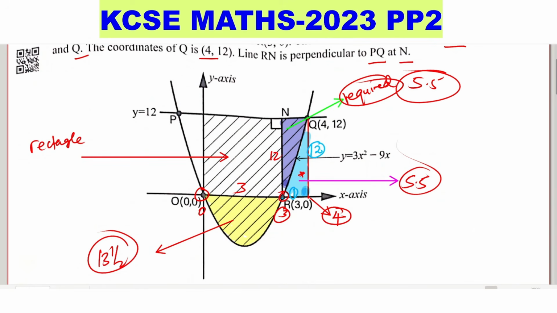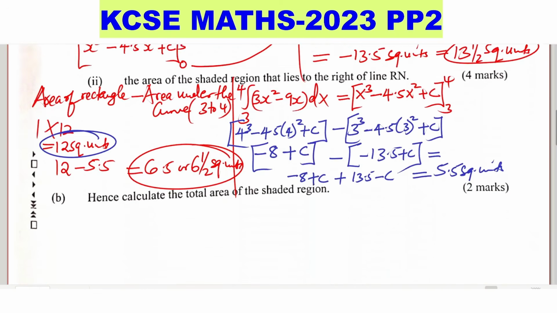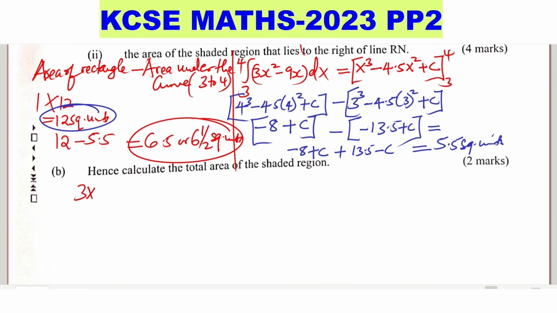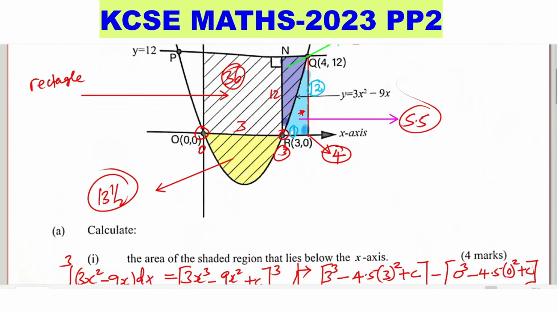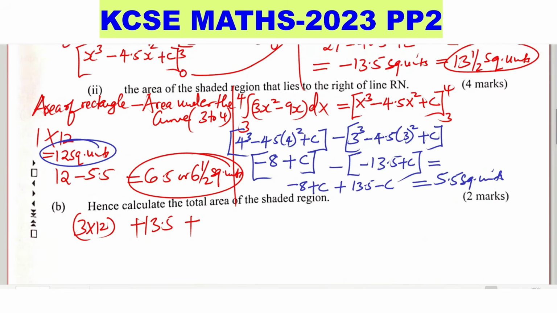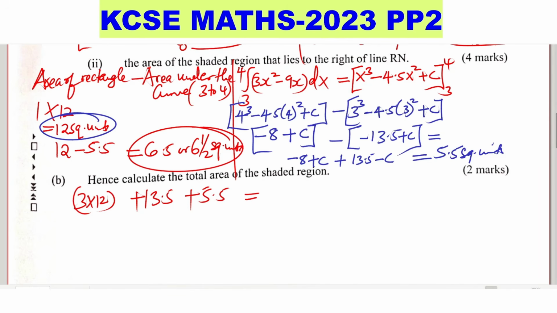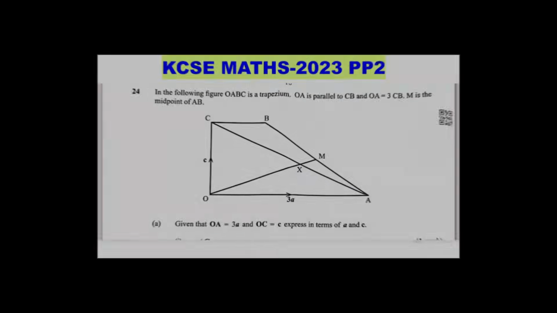So the only one that you need to calculate is the rectangle, this one, 3 times 12, which will give 36. So the total area of the shaded region will be 36 square units for that rectangle, which is 3 times 12, plus the shaded area below the x-axis, which is 13.5, plus the area to the right of line Rn, which is 5.5. Now that will give the total shaded area. When you work out these, you'll get 56 square units.